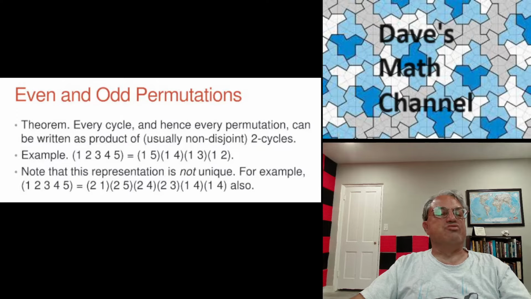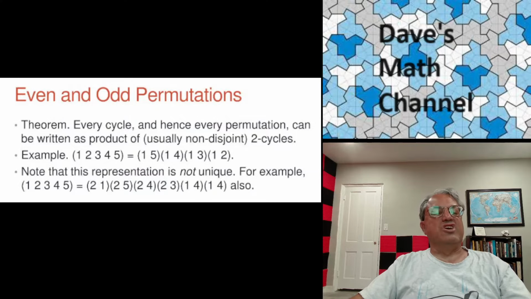So, for instance, the permutation 1, 2, 3, 4, 5. This is a cyclic permutation that rotates everything: 1 to 2, 2 to 3, 3 to 4, 4 to 5, and 5 to 1. You can write that as the product of the transpositions (1 5)(1 4)(1 3)(1 2). You can check for yourself that that's true. And so there are four two-cycles here, 4 transpositions. That's an even number. That means this is an even permutation.